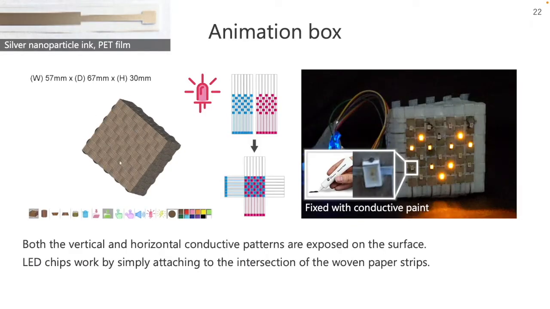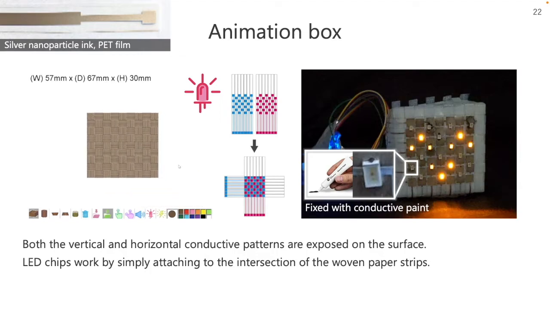Here, I'll briefly introduce the several applications of paper-woven circuits. It shows the animation box application with an LED matrix. Here, we chose a box shape as the base shape, and selected the interactive elements of the display. All LED chips work by simply attaching to the intersection of the woven paper strips, because the conductive patterns on vertical and horizontal strips are exposed on the surface.